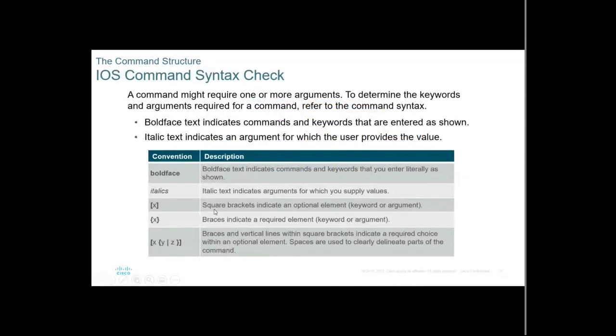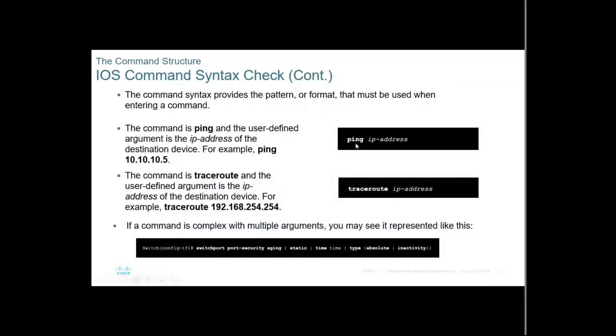All right, so there's a couple of other things that we can see. Boldface in the text indicates commands and keywords that are entered or shown. Italic indicates an argument, where the user needs to provide a value. So if we look at this, ping, and then you have to provide a value. It's not literally ping IP address like that, okay? So if you enter that, it's not going to work. You must substitute this with the IP address you want to ping.